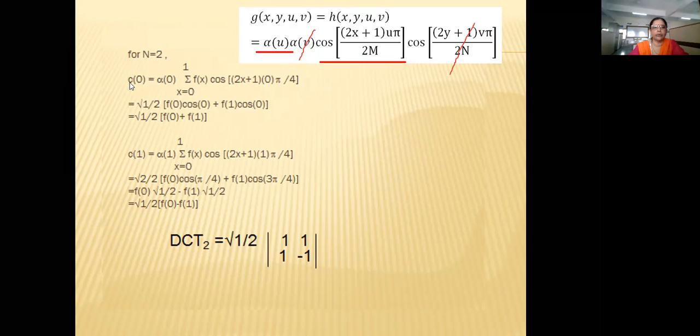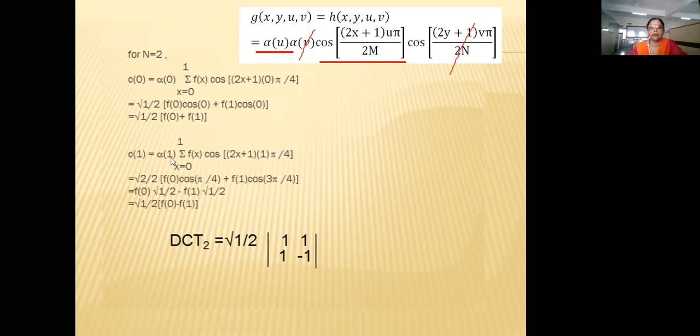Okay, so let us go to the next coefficient, C1. The next coefficient value C1 means u is 1. So in this equation, you have to substitute u as 1. Here it becomes alpha 1 summation x runs from 0 to 1 f(x) cos of (2x plus 1), in place of u we are writing 1, into pi divided by 2n, that is 2 into 2. We get here 4.